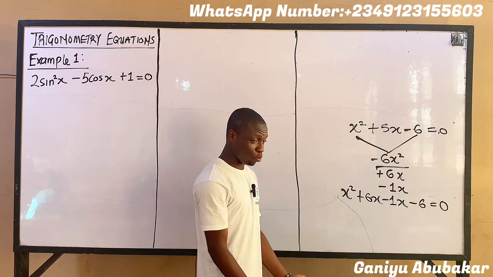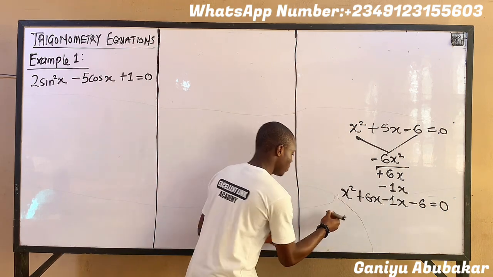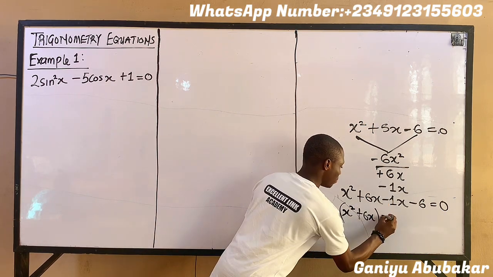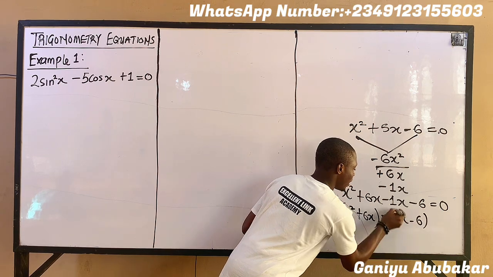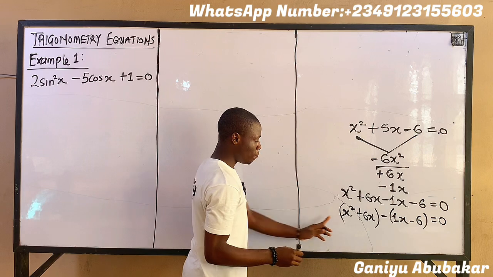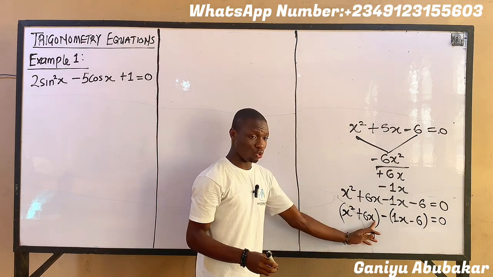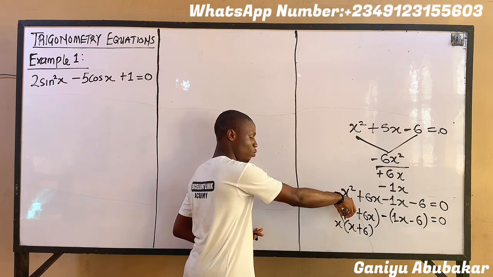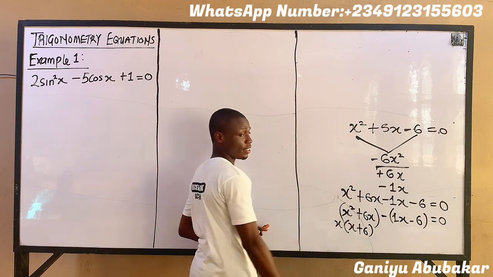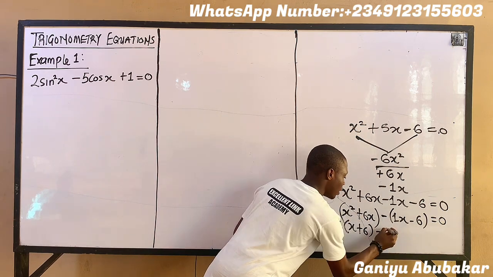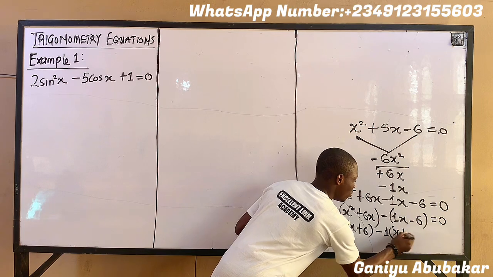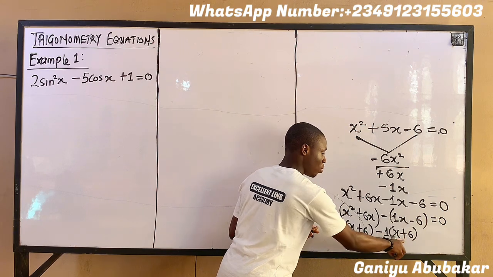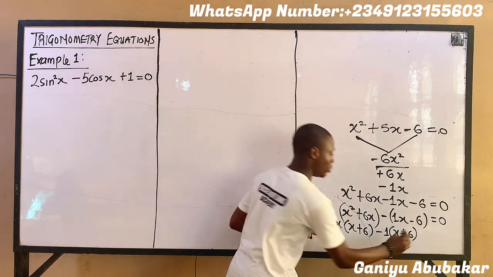The task now is simple. I will group this in twos. I'll have x squared plus 6x, and minus 1x minus 6, being equal to 0. From here, I can see x is common in the first two terms, so bring out x into x plus 6: x times x is x squared, plus x times 6 is 6x. Next, minus 1 is common in the second pair: minus 1 into x plus 6. Minus 1 times x is minus 1x, and minus 1 times 6 is minus 6. All equal to 0.